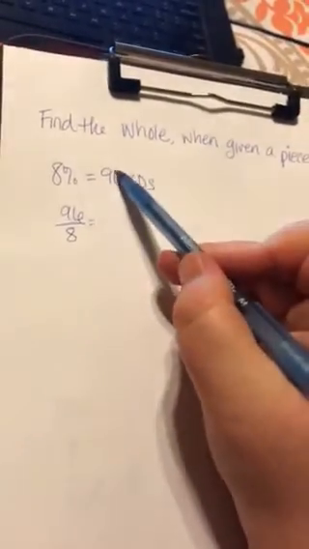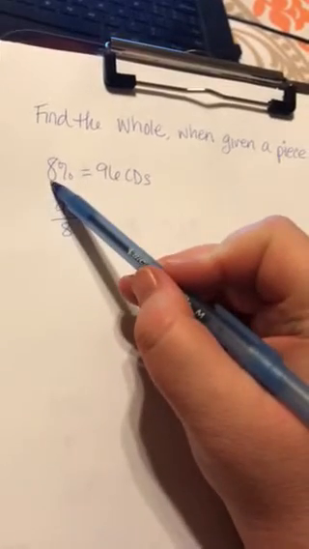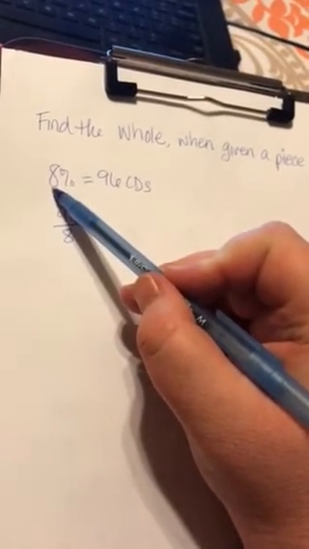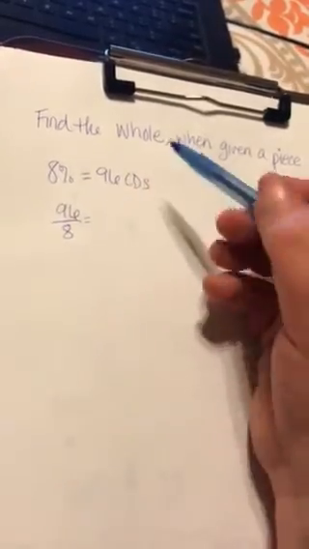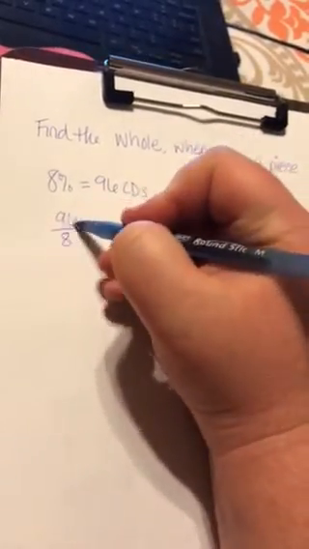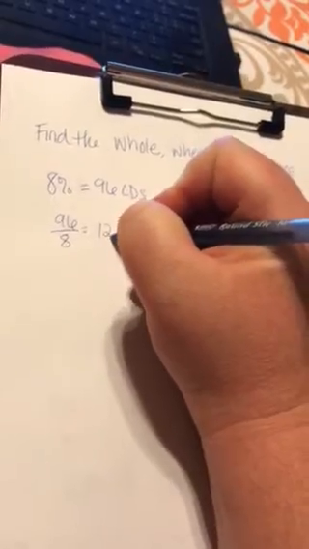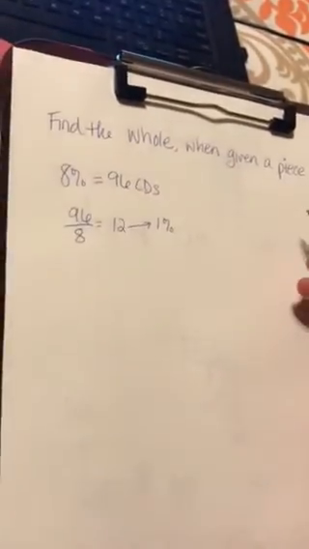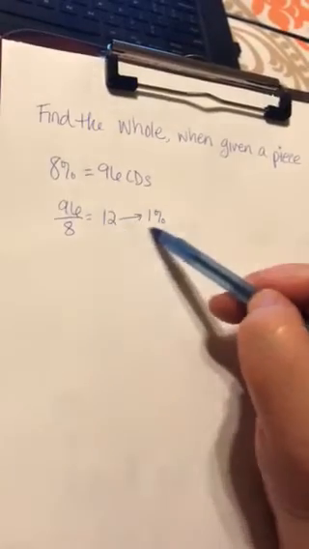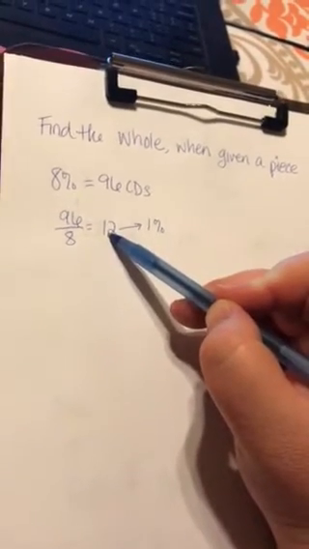It's the same as if I said, oh, I bought 96 peaches for $8. Well, if I wanted to find out how much one peach was, then I would do a quick division. Okay, so I'm going to find out that 96 divided by 8 is 12. And 12 equals 1%.